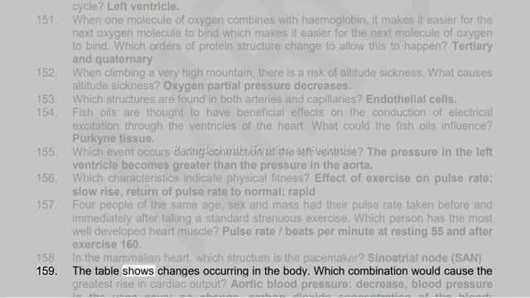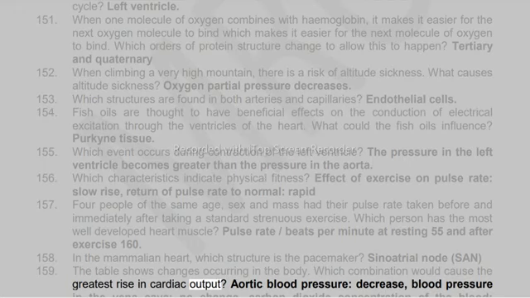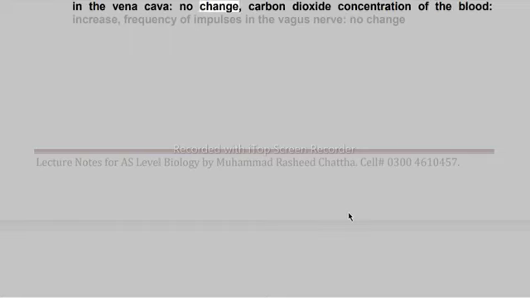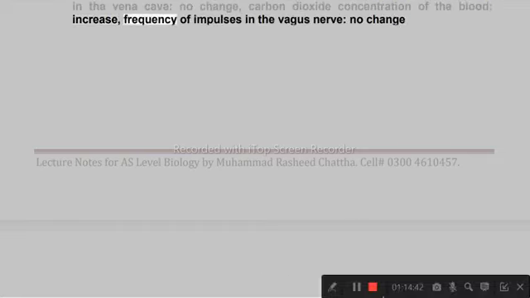159. The table shows changes occurring in the body. Which combination would cause the greatest rise in cardiac output? Aortic blood pressure, decrease; blood pressure in the vena cava, no change; carbon dioxide concentration of the blood, increase; frequency of impulses in the vagus nerve, no change.